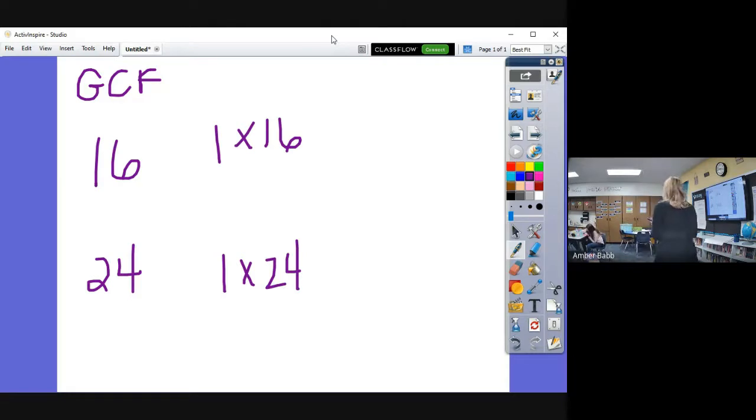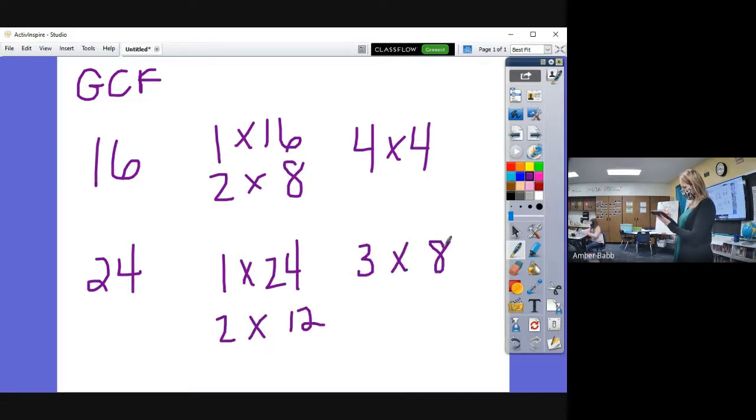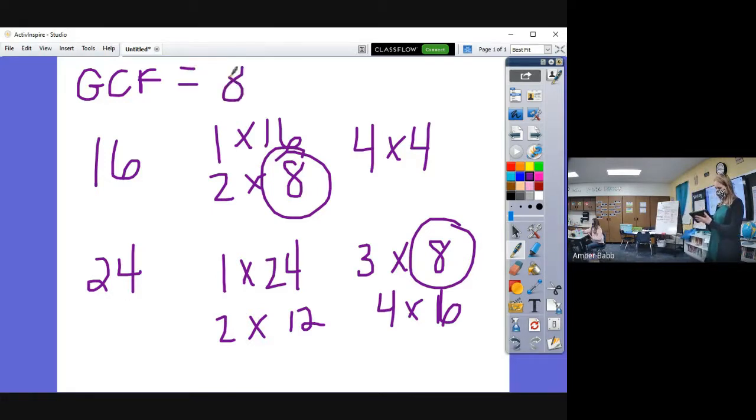All right, so I've seen a large portion of my friends. So 1 times 16, 2 times 8, and 4 times 4 are the factors of 16. 24: 1 times 24, 2 times 12, 3 times 8, and 4 times 6. Okay, the greatest number they have in common then is the 8. 8 is our greatest common factor here.